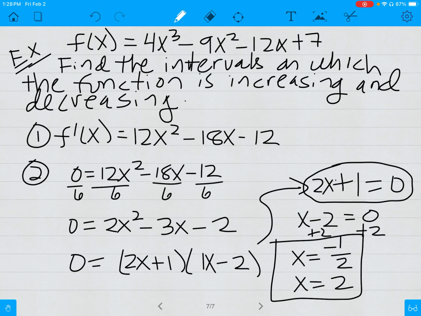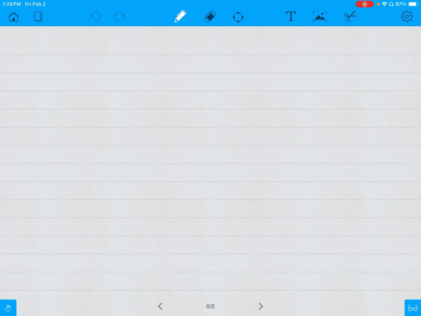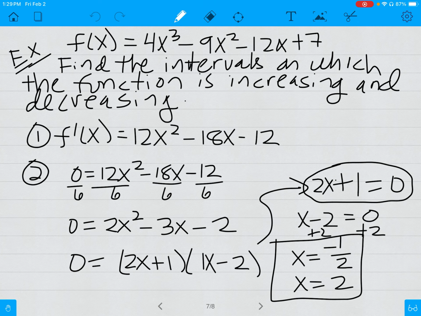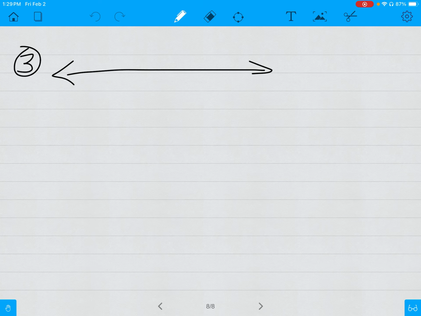Now, in the third step, we then need to find the places where the derivative is greater than 0, where it's positive. Those are going to be our increasing intervals. And we need to find where it's less than 0, where it's negative, because that's going to give us our decreasing intervals. And here is how I like to do this. For step 3, I make a number line. And on this number line, I'm going to put those critical values. So we had negative 1/2 and we had positive 2.